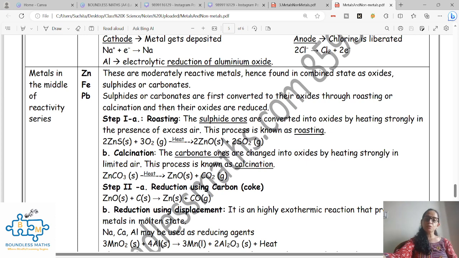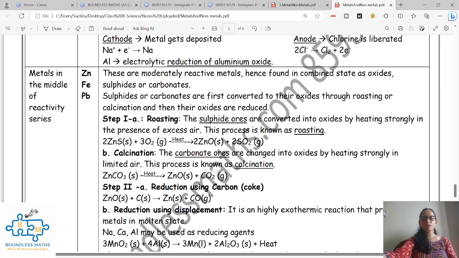So what is the difference between roasting and calcination? Basically, roasting is done for sulfide ores, calcination is done for carbonate ores. In roasting, excess of air is used, and in calcination, a limited amount of air supply is there. Both these processes give the same product, that is the oxide form of the ore. So the sulfide and carbonates are removed and we get the oxide form of ore. In case of zinc, we get zinc oxide at the end of the roasting or the calcination process.